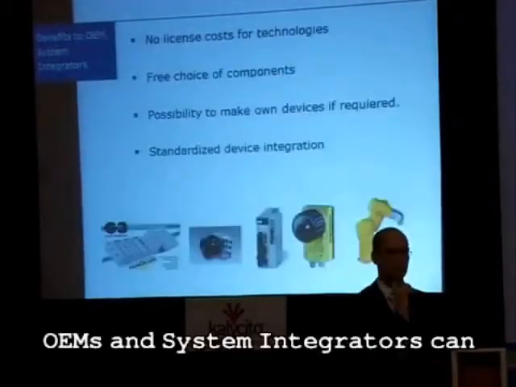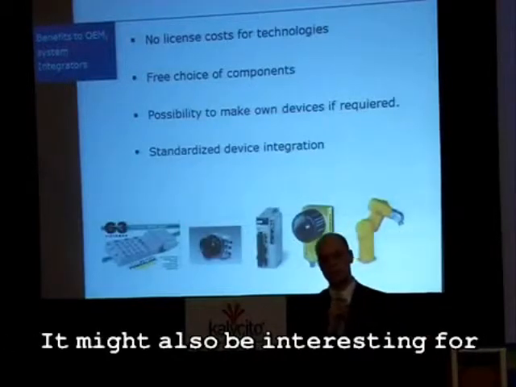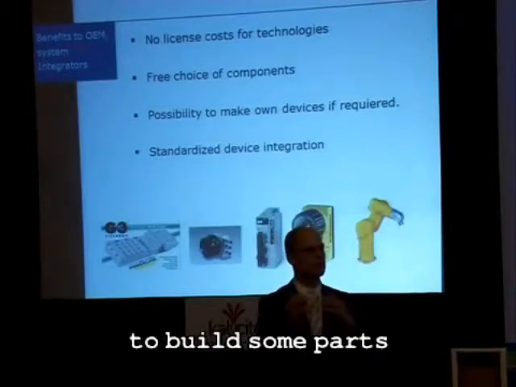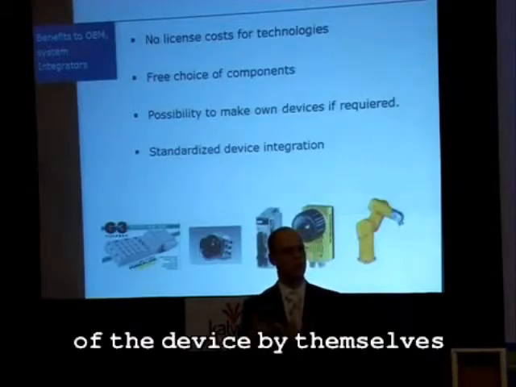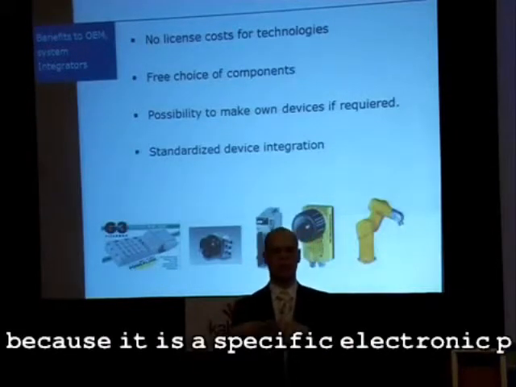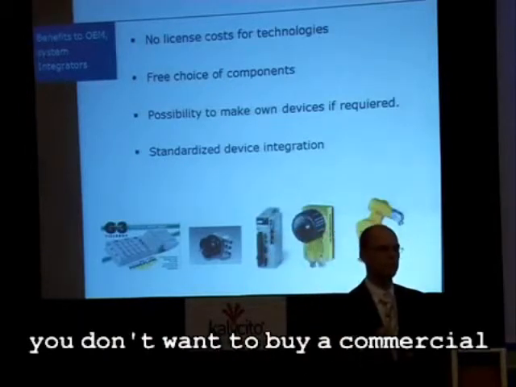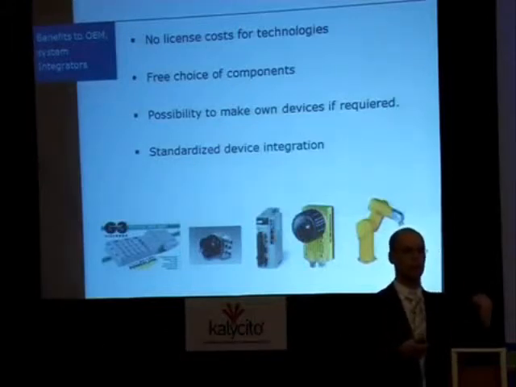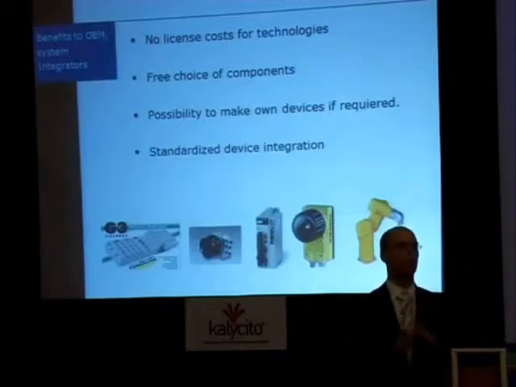And you can choose products from different vendors. What can also be very interesting for your machine building company is to build some parts of devices yourself, because it is a specific electronic part you don't want to outsource. You don't want to buy a commercial off-the-shelf product, because there is some specific know-how in it, and you want to keep your R&D team to do this. Then you can use the open technology, put it inside your device, and also connect it to your PLC, which you have chosen.